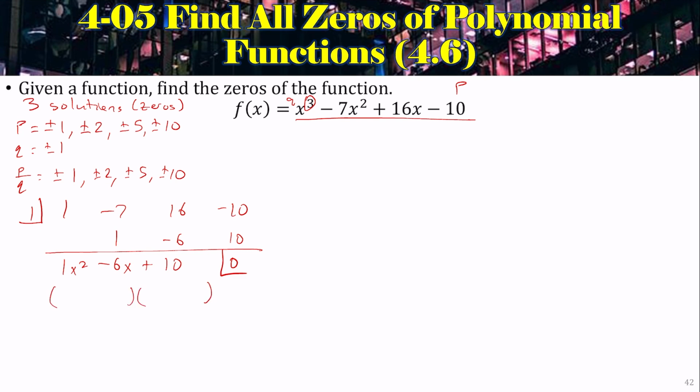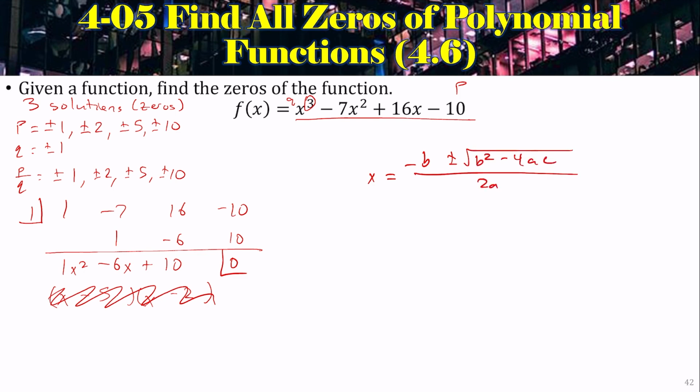Try factoring it. The 10 could be negative 5 and negative 2. Wait, that does not give us the 6. So let's use the formula. All right, b is negative 6, a is 1, c is 10.